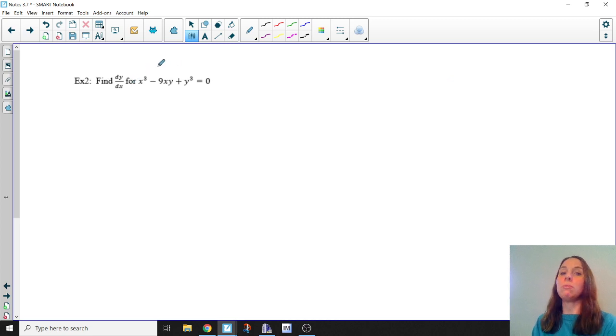That means jumping right in with both feet to taking derivatives of everything. You just take a derivative of everything. It's just that when you take a derivative of a y term, you need to multiply by dy over dx. So it looks like this. The derivative of x cubed is 3x squared.